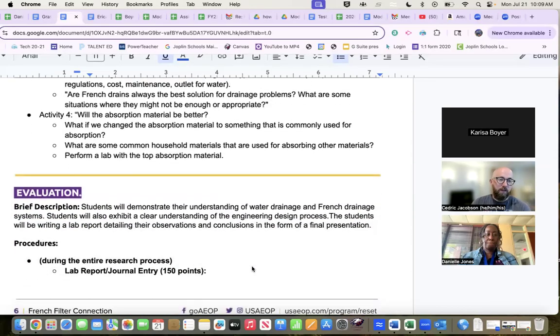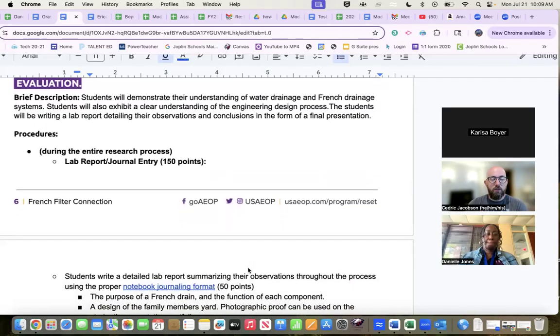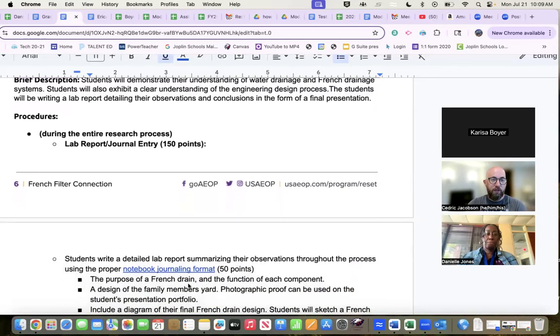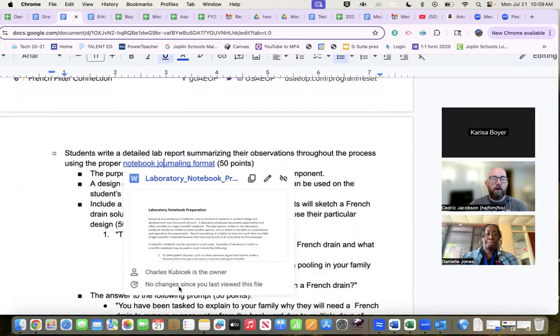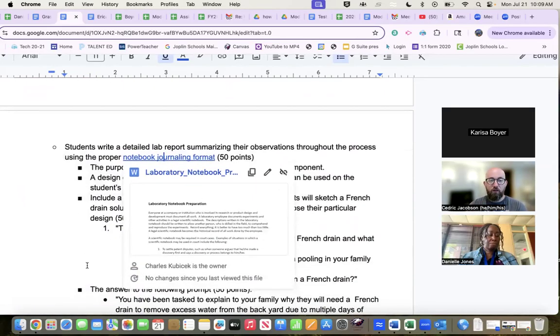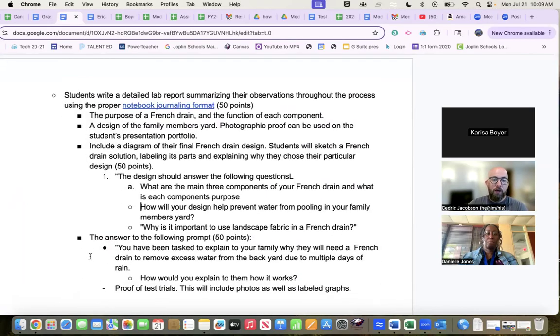The final phase here is the evaluation. At a very high level, students are doing a lab journal entry. There is linked here the gold standard of what a notebook or a science lab journal should include. And you can see under here a number of bullet points that specifically direct students what their lab report and journal entry here should include.